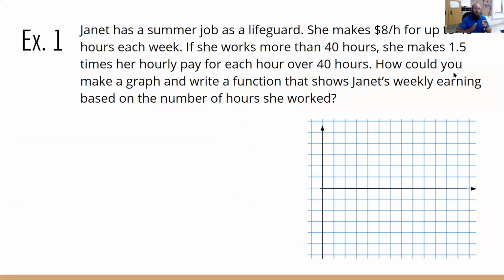So if she works 41 hours, she doesn't get 41 hours at 1.5 times her pay rate. She gets 40 hours at the normal one, and then the 1 hour at time and a half. So just so we're clear on that. How could you make a graph and write a function that shows Janet's weekly earnings based on the number of hours she's worked? Well, let's dive into that.